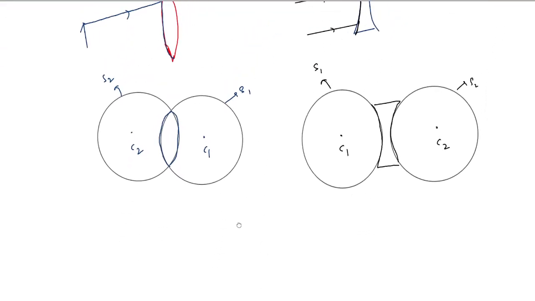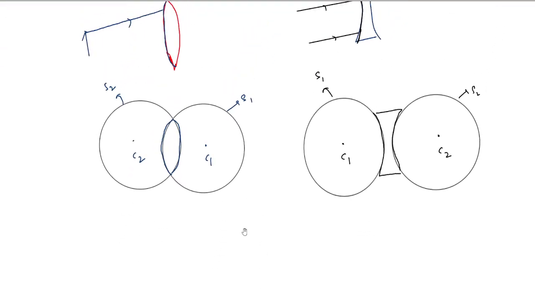In case of spherical surfaces, we add a reference point called the pole. But in this case, we would have two poles, a pole for this sphere and a pole for this sphere. So we'll call this point P1 and this P2. P1 is the pole of the first sphere and P2 the pole of the second sphere.